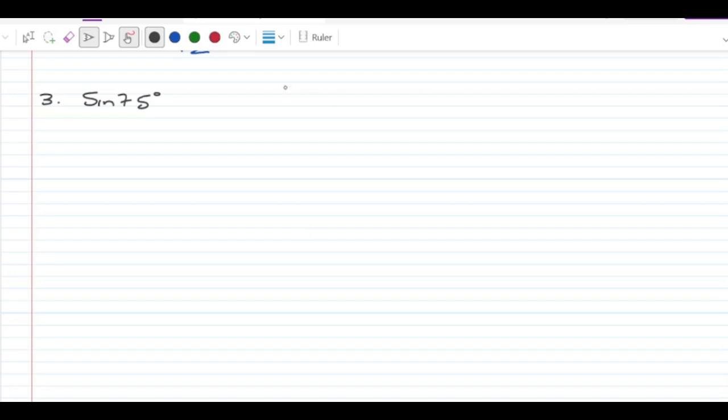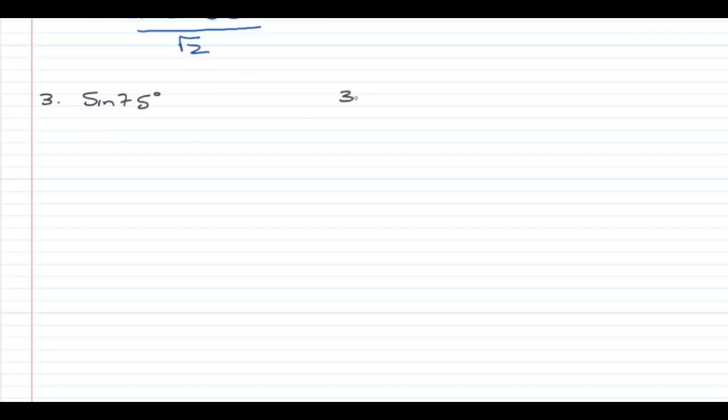Can we simplify this trig ratio using the compound angles? The most important thing is to break that 75 into special angles. Look at the special angles that we have: 30, 45, 60 degrees. These are my special angles. You can keep on adding them: 90, right? So 0, 90, and so on.